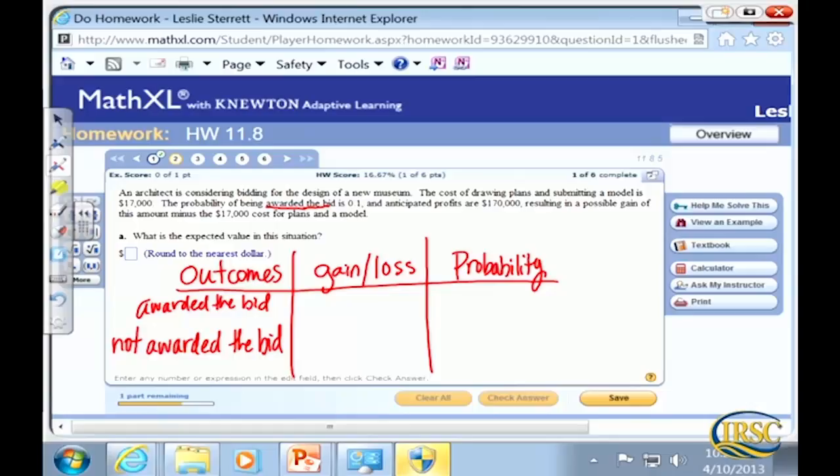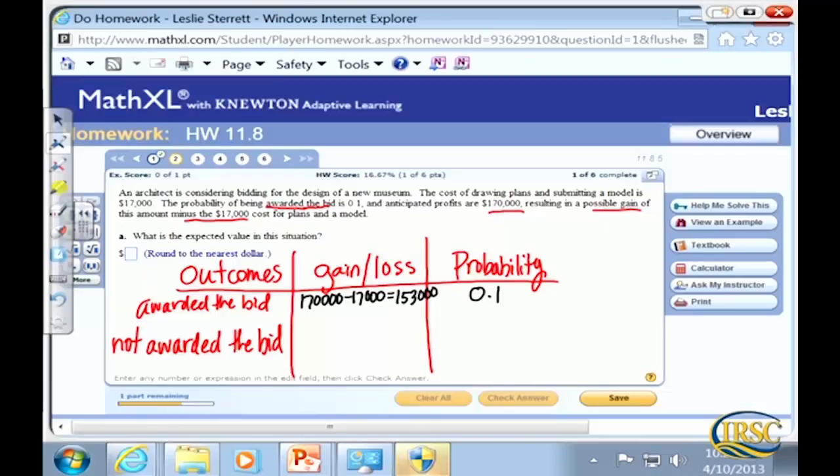Okay, so if he is awarded the bid, what is his gain or loss? It's going to be 170,000 minus the 17,000. They even told you that right there: possible gain of. All right, so we have 170,000 minus 17,000. What is that equal to? 153,000. Okay, the probability of being awarded the bid is, careful, I'm not quite sure how you said that, but be careful, it's 0.1.